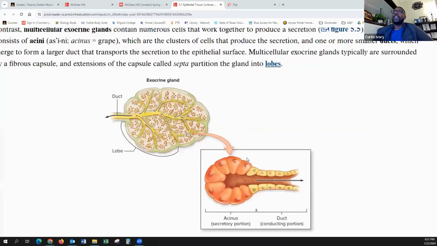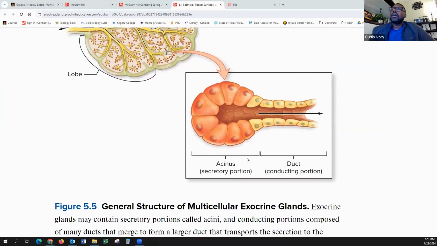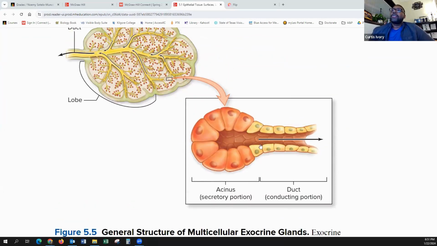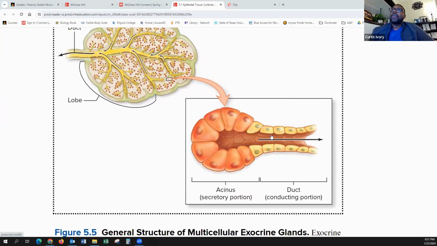And so here's what they look like. So this would be an exocrine gland. So it has a tunnel. So all these cells here would produce a hormone and then it would send it out. Here's the duct. So that would be that little small portion you can send it out of.